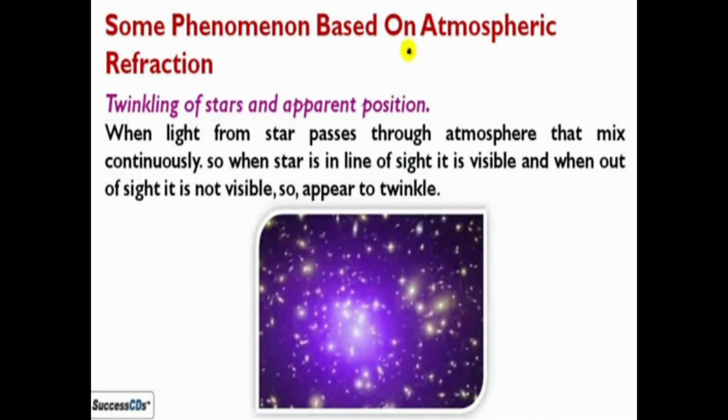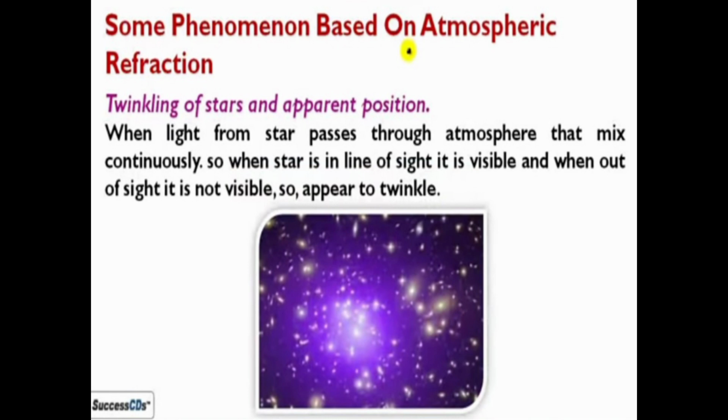First is the twinkling of stars and their apparent position. When light from a star passes through the atmosphere, which mixes continuously, so whenever the light passes from the star, it passes through the atmosphere.